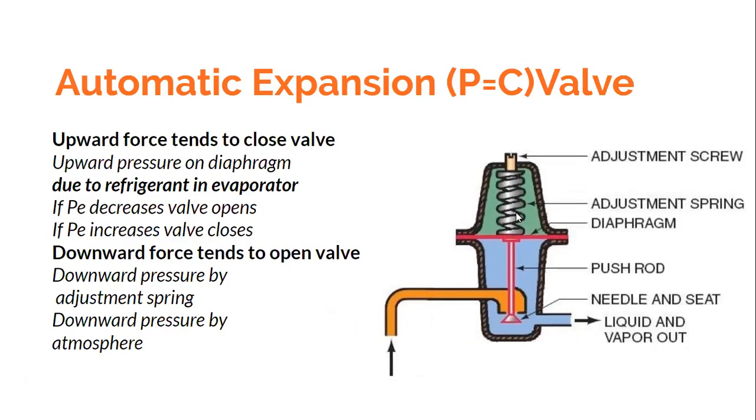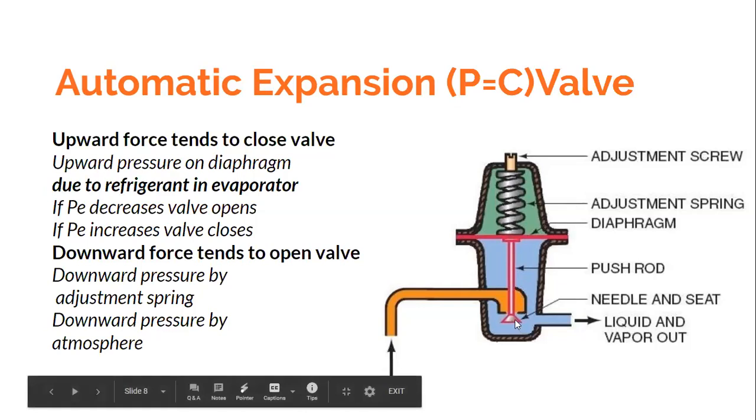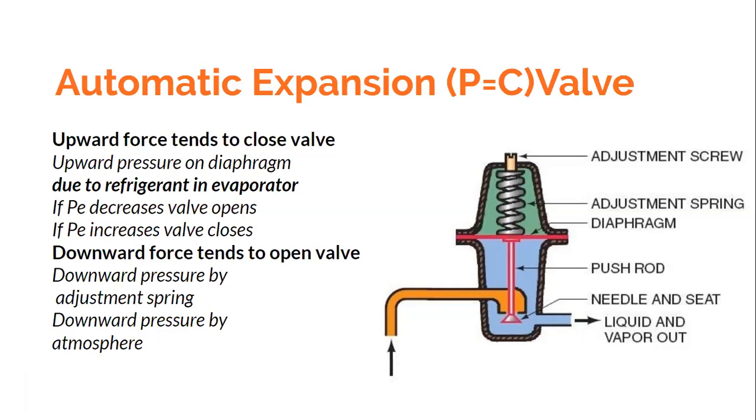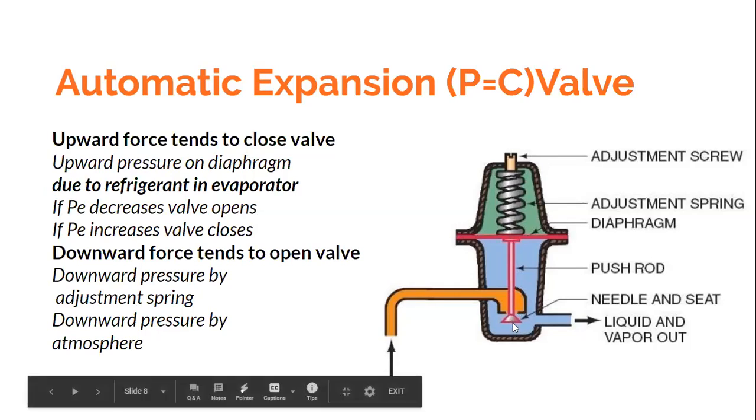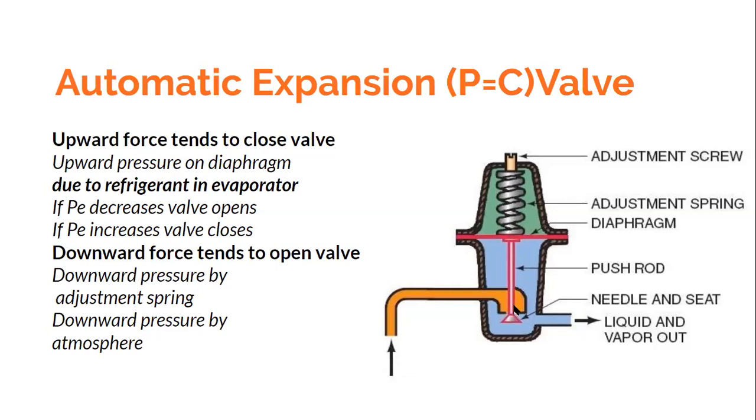So what happens because of this upward force? When you look at this diagram, if there is a force exerted upwards, this push rod would be moved upwards. When the push rod moves upwards, this needle would move towards the seat. When there is upward force, this needle would try to close the valve. When the valve closes, the refrigerant flow would be reduced. So the job of the upward force is to close the valve.